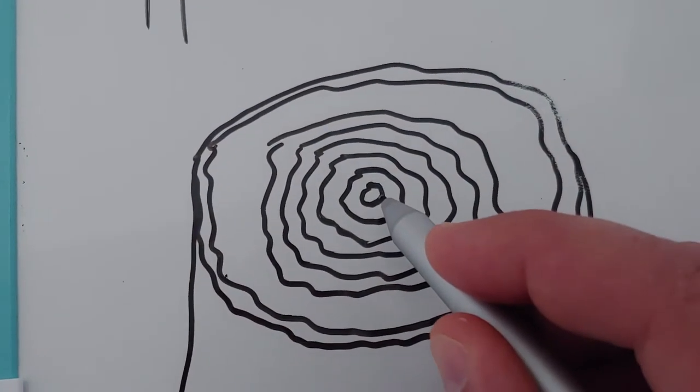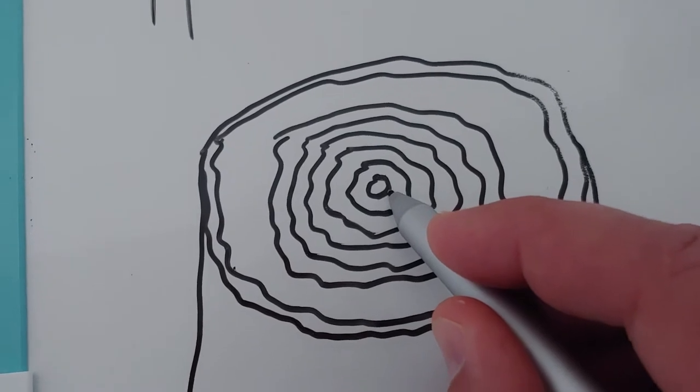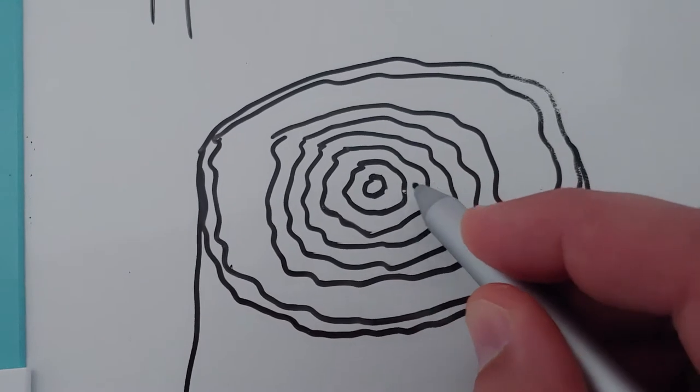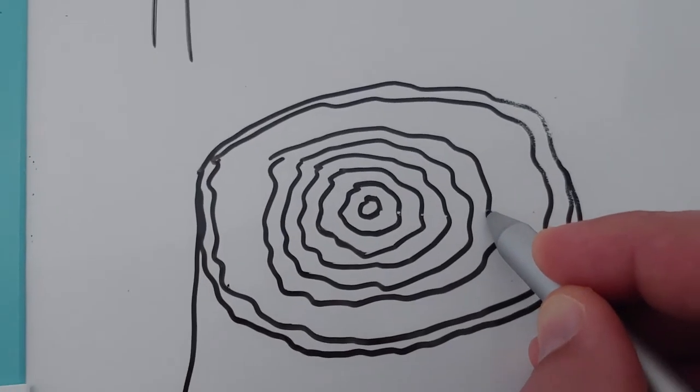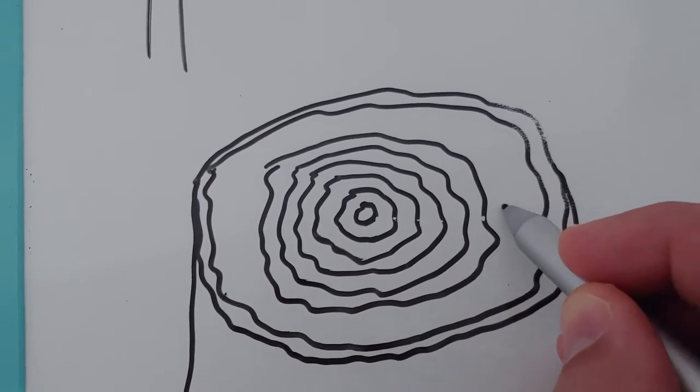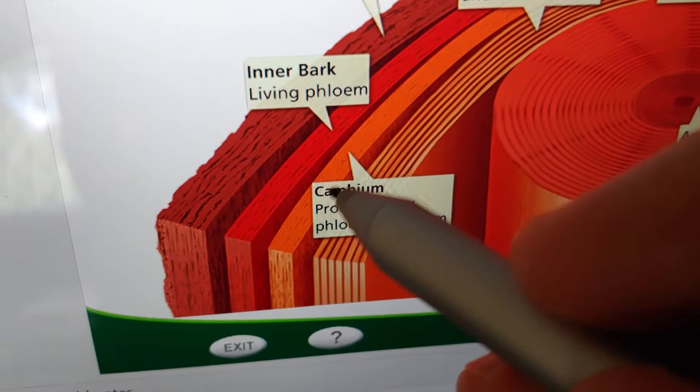Now, this first ring, that was year one, when it was a baby tree. That's 1 year old, that's 2 years old, 3, 4, 5, 6 years old, and I'm gonna stop. This doesn't count. This huge gap is going to be the cambium right here.